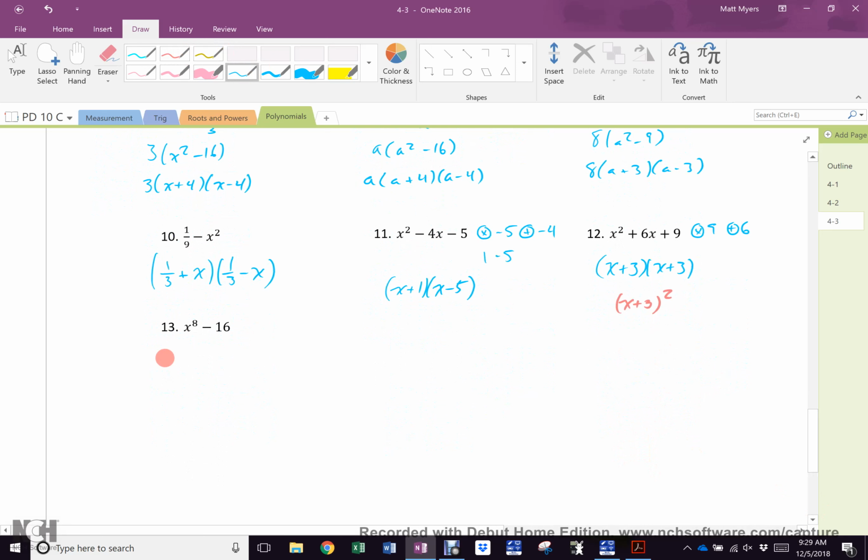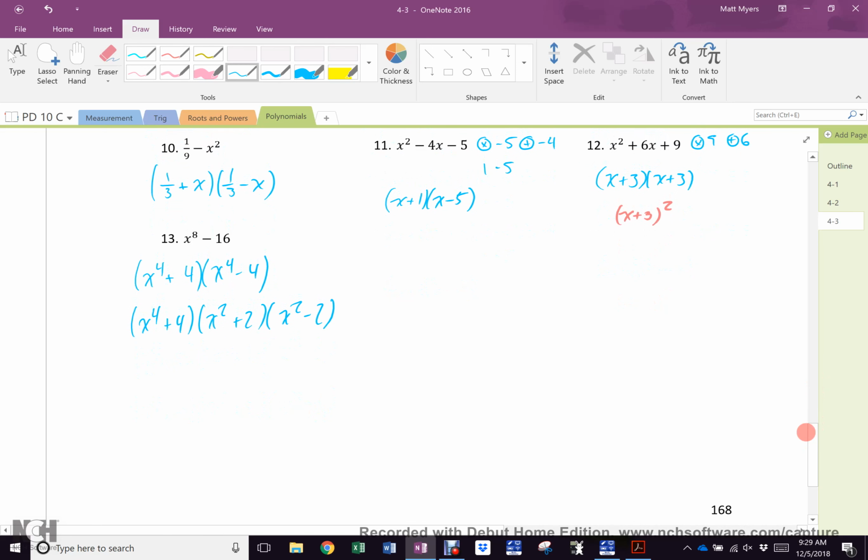13. What's the first step? x to the 4th plus 4, x to the 4th minus 4. Am I done? No. Why? x squared plus 2, x squared minus 2. Am I done? Yes. Why? 2 doesn't have a square root.